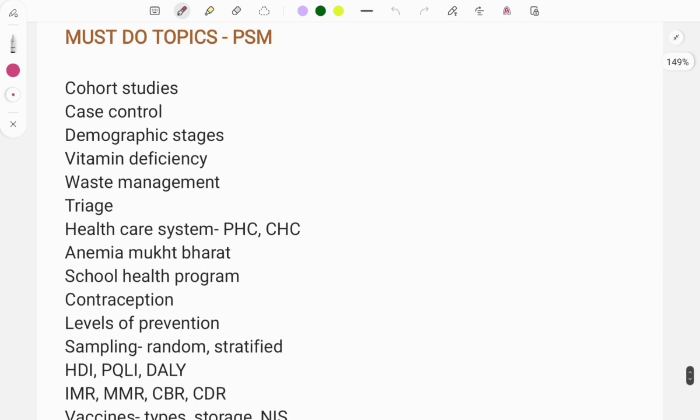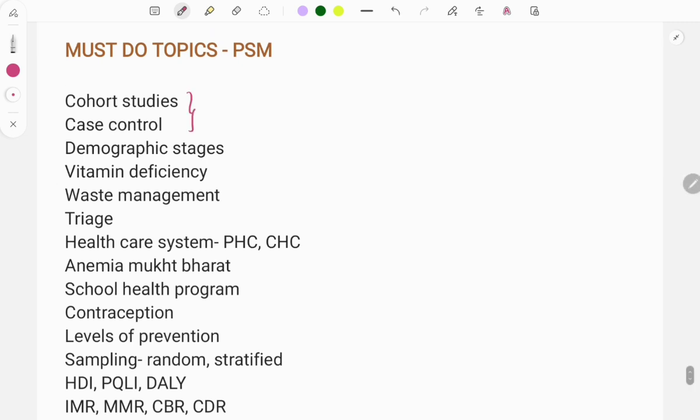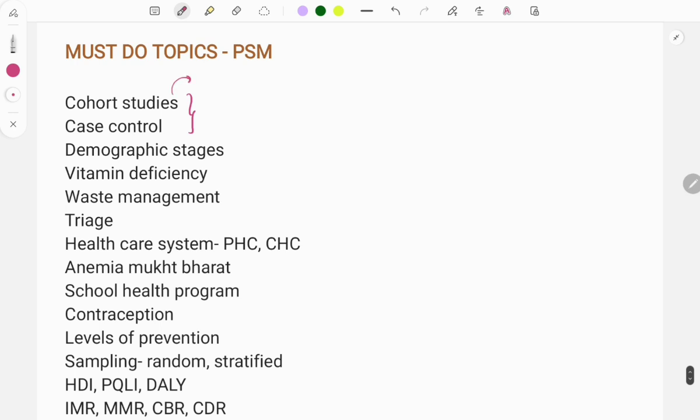Questions are asked from epidemiology, mostly on cohort studies and case control. Questions are asked on the parameters which are calculated in the cohort study, like the relative risk and the attributable risk. Questions are asked on their formulas, so you need to look at the formulas also. Questions are also asked on what can be calculated using cohort studies. It is the strength of association, and we can also calculate incidence by using cohort studies.